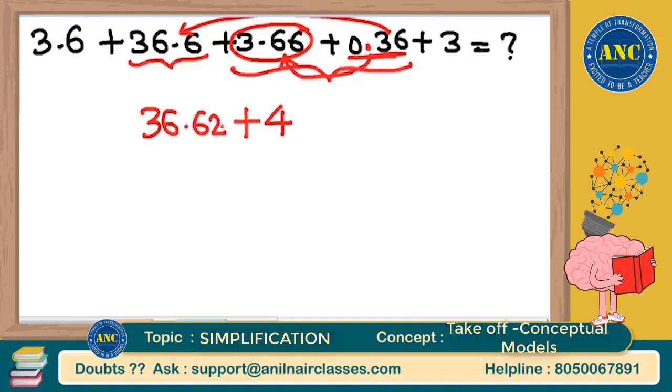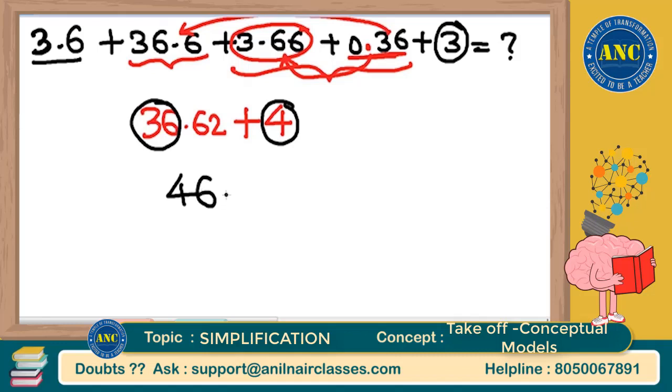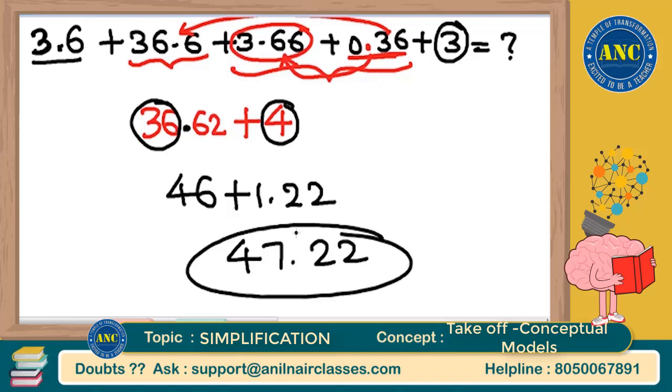Now, can I again say it like this, sir? 3.6. Okay, let me add all the whole numbers as of now. This becomes 3 plus 36 is 39, plus 4 is 43, plus 3 is 46. Answer is 46 plus something. What is that something? 0.6 plus 0.62, it is 1.22. Answer is 47.22. These are all very easy when you start distributing things.